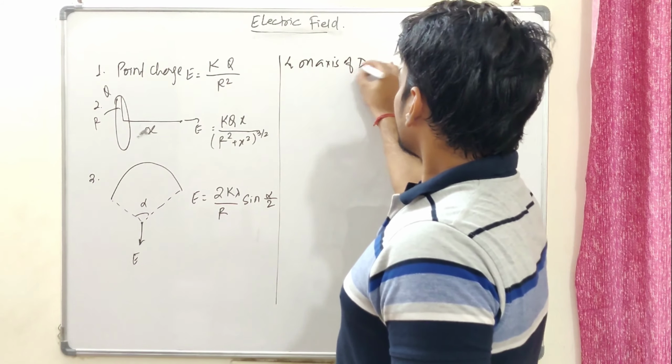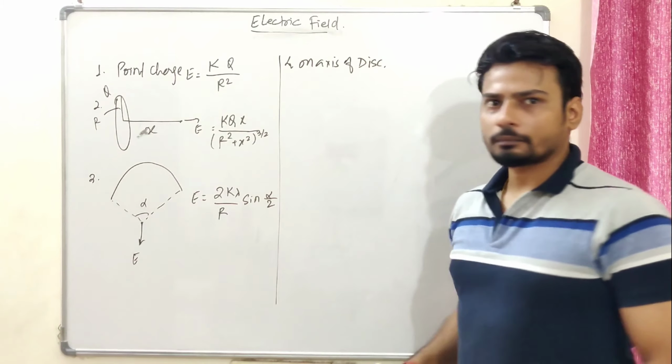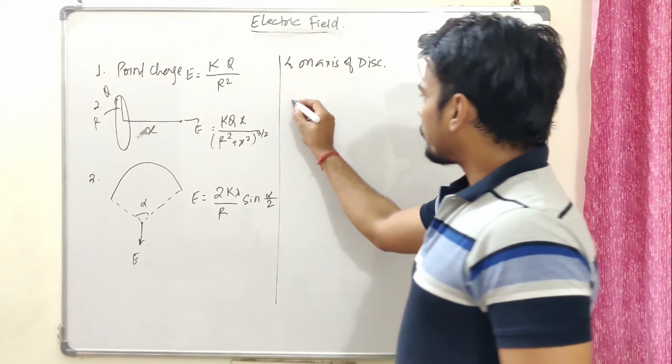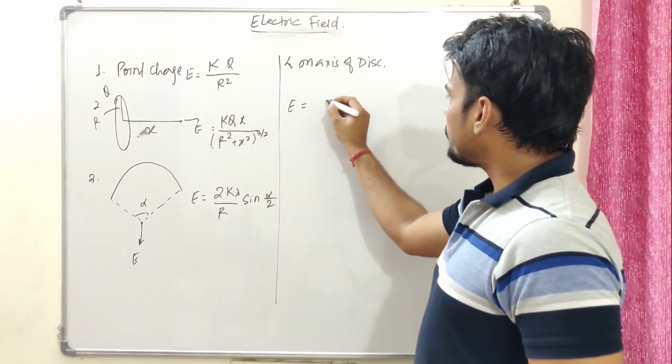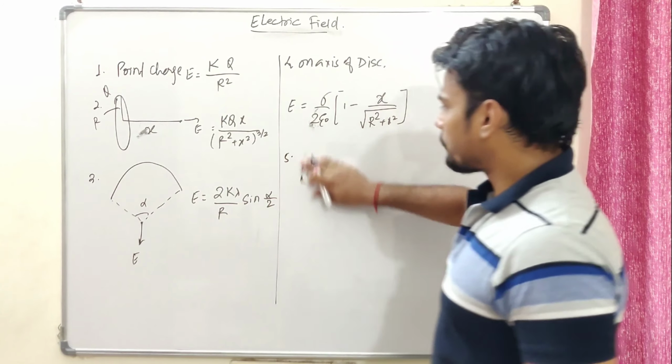On the axis of a disc, the electric field E was given as sigma by 2 epsilon naught times 1 minus x over the square root of r squared plus x squared, where x is the distance of the point on the axis of the disc and r is the radius of the disc. Now going further, we have actually derived what was the electric field due to an infinite sheet of charge, right?